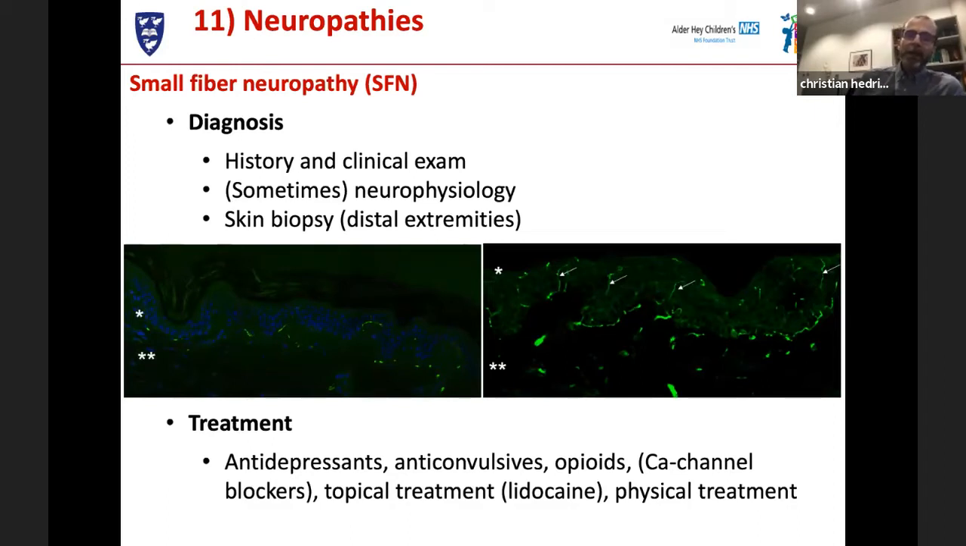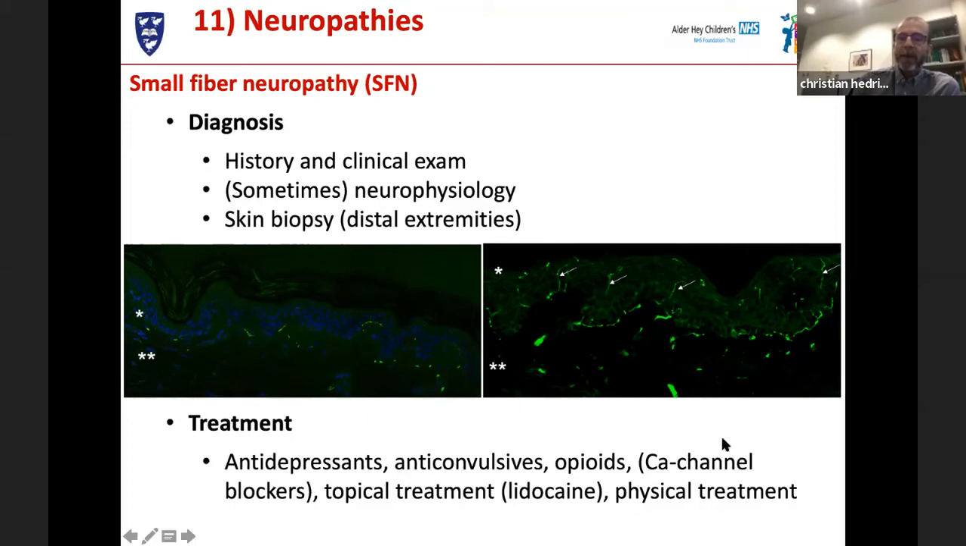Diagnosis is made by history and clinical exam, sometimes neurophysiology, but you will only find pathology if also larger nerves are affected. And last but not least, skin biopsy, which should be done at distal extremities. And what you can see here is the typical picture, with the epidermal region showing significantly reduced numbers of those small fibers on the left as compared to the normal result on the right. Agreed treatment includes antidepressants, anticonvulsives, opioids, topical treatment, for example, with lidocaine, and physical treatment.